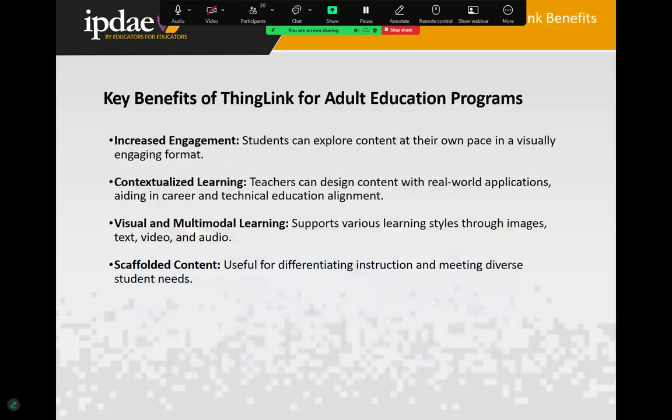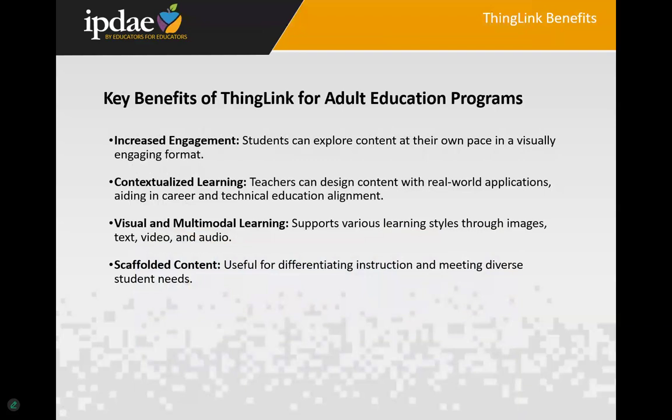So now let's take a look at some of the key benefits of using ThingLink specifically in adult education programs. One of the main advantages of ThingLink is its ability to boost student engagement by allowing students to explore content at their own pace in a visually engaging and interactive format. We give them more control over their learning. So this is a self-paced approach that helps make learning feel more personal and relevant.